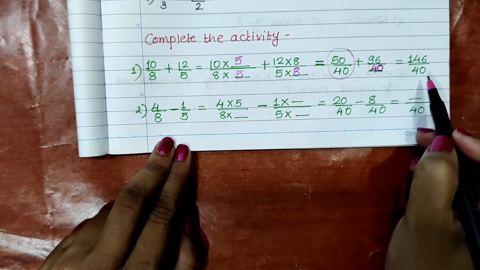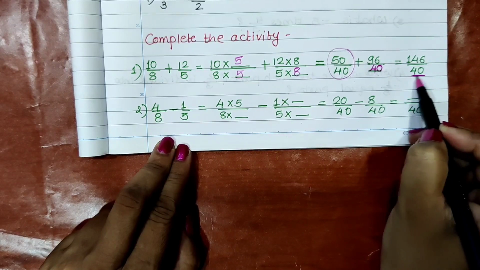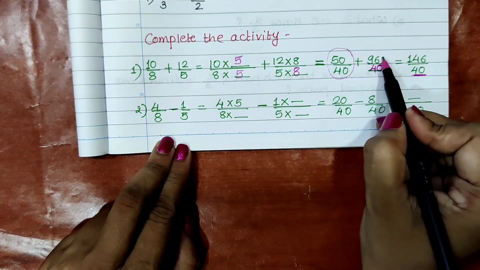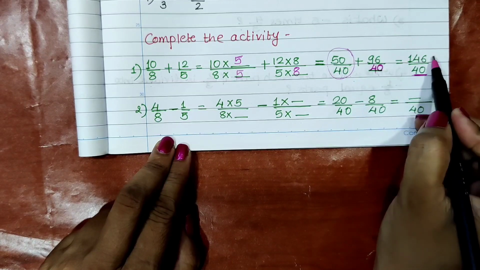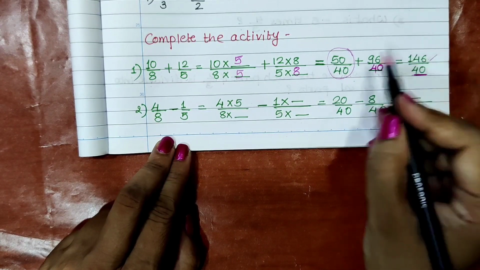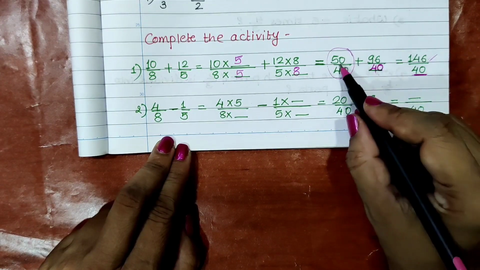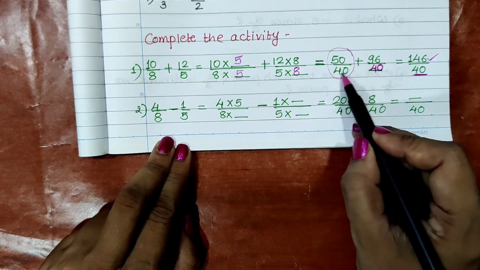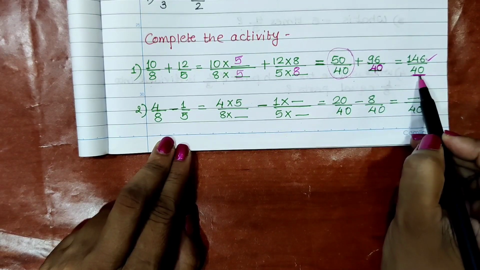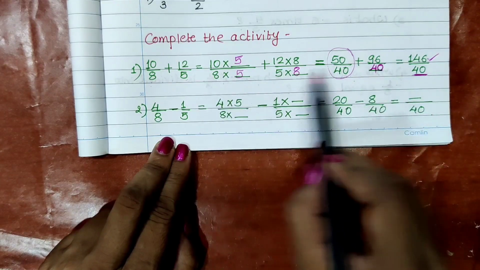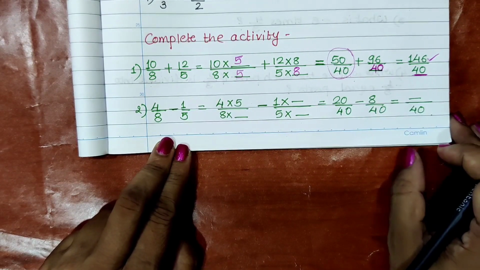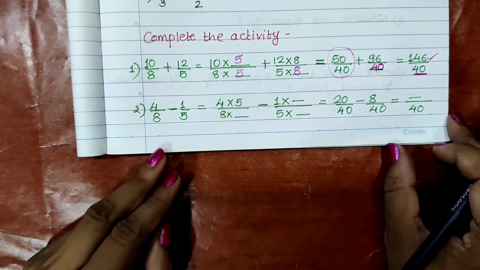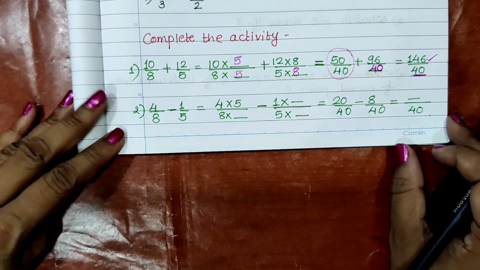Now the common denominator 40 we have to write one time, and we will be adding the numerators. 50 plus 96, answer is 146, and the denominator is common in both the fractions. We have to write the denominator one time. In this way we have to solve the addition of rational numbers. You all have done it in 7th standard.